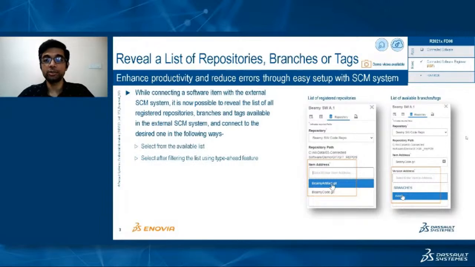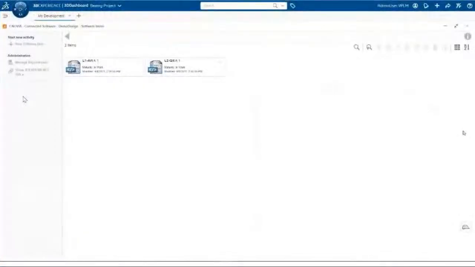If you have observed in Google search, if you start searching, it already gives you intelligent suggestions in the drop-down. In a similar way, when you start typing the item address, for example, the branch or the tag name, the system will give you the filtered list of available branches or tags, out of which you can select one. Let's see the enhancement in a video.